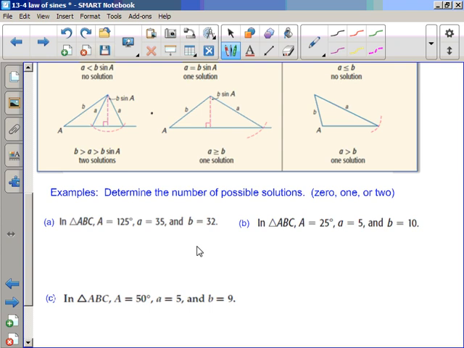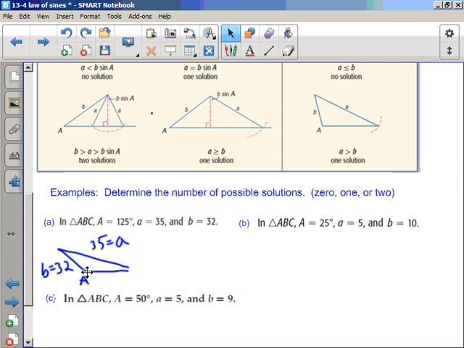I'm going to draw it like there is a triangle, just so it looks like a triangle. All right, 35. It's got to be little a because they're across from each other. And then B, let's say B is right here, 32. So let's see if that's even possible.